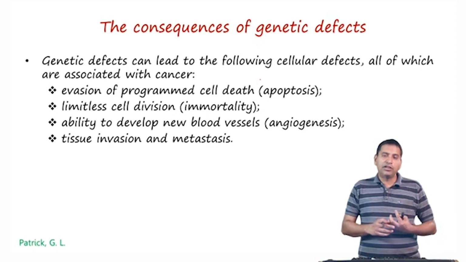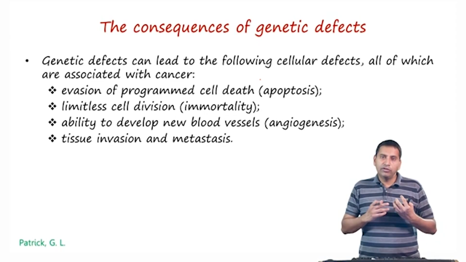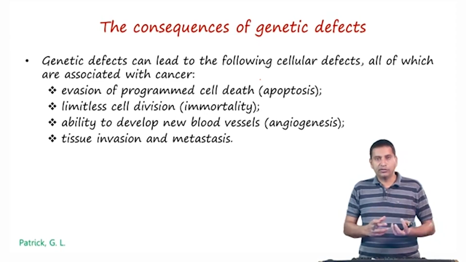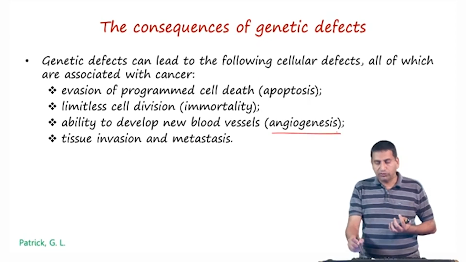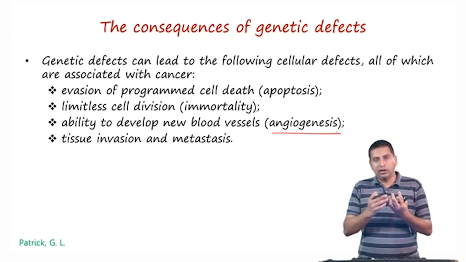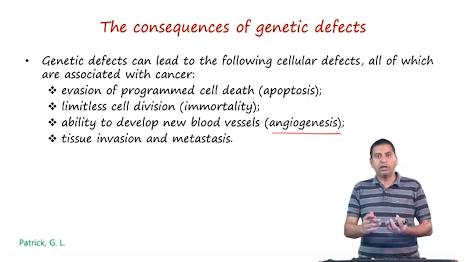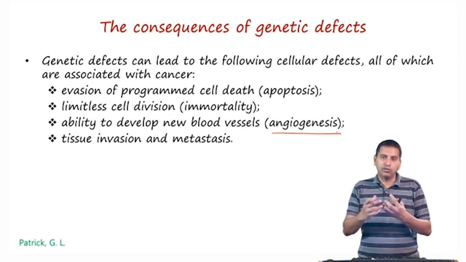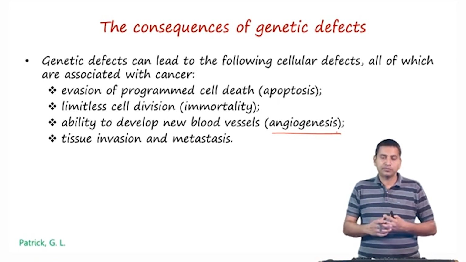But these cells cannot grow without the supply of nutrients. So, a major process in the growth of cancers is a process known as angiogenesis. So, here in angiogenesis, you need blood vessels to develop in the proximity of these tumors, so that you can have constant supply of nutrients.